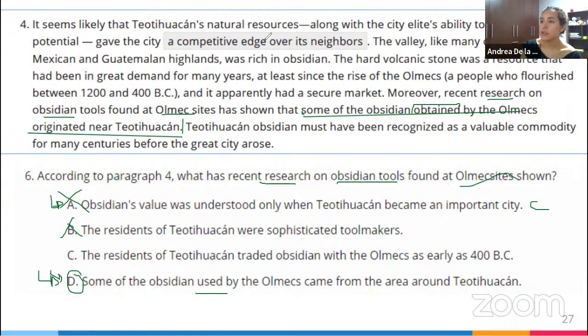This is like a conclusion that we can make. You know, this is interesting because the research has shown that Teotihuacan's obsidian was found at Olmec sites, right? So the Olmecs used Teotihuacan's obsidian. So maybe you can infer, you can draw the conclusion that Teotihuacan traded obsidian with the Olmecs, right? Teotihuacan sold this obsidian to the Olmecs. So you can draw that conclusion.